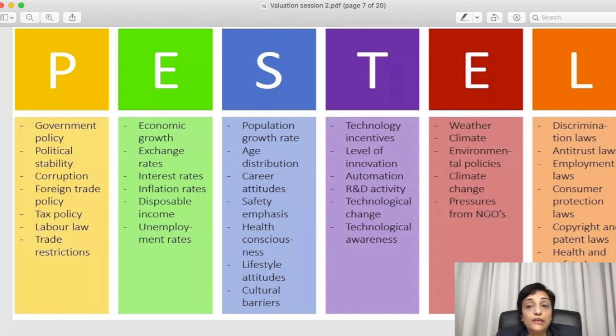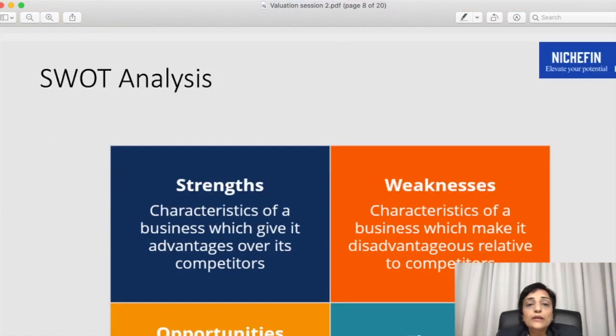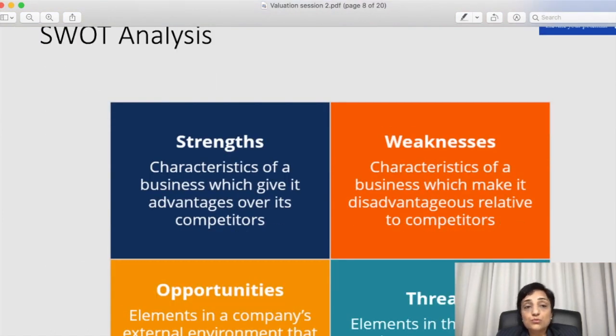L for legal, the discrimination laws. The companies or the industry, they have to consider the industry in which it is there. We have to consider the discrimination laws, the antitrust laws, employment laws, then consumer protection, copyright, patents, health and safety laws, etc. Next one is to do the SWOT analysis.